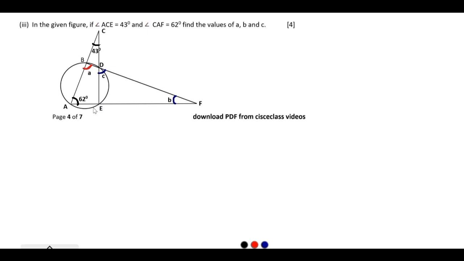ABDE is a cyclic quadrilateral. And this angle C is the external angle of the cyclic quadrilateral, and the external angle of a cyclic quadrilateral is equal to its opposite interior angle. It means C is equal to 62 degree. First angle we have found out. Let's mention it.